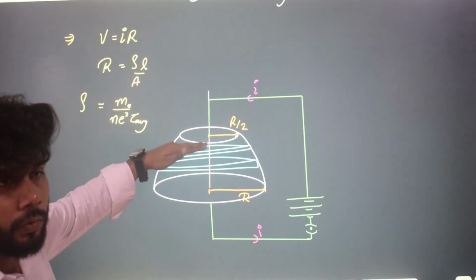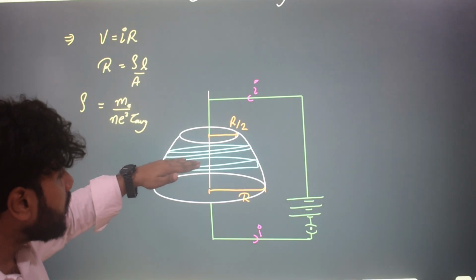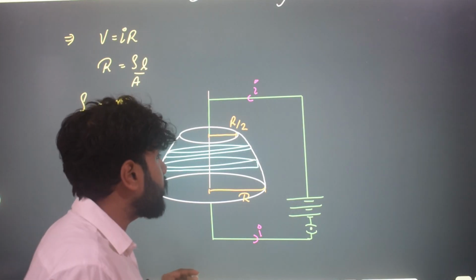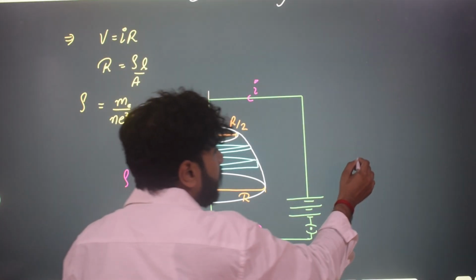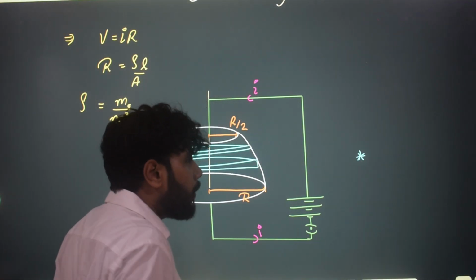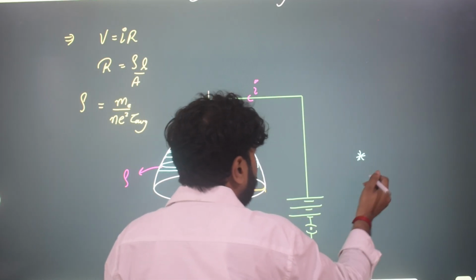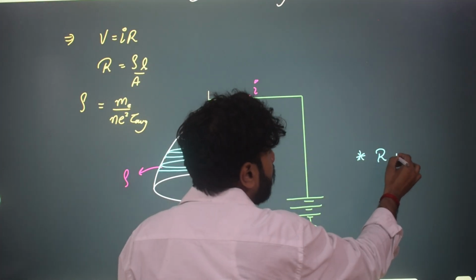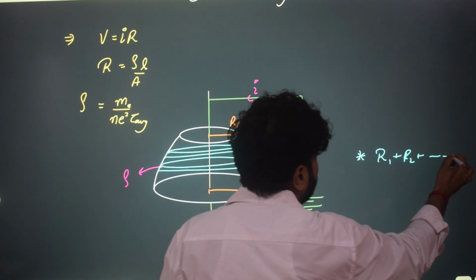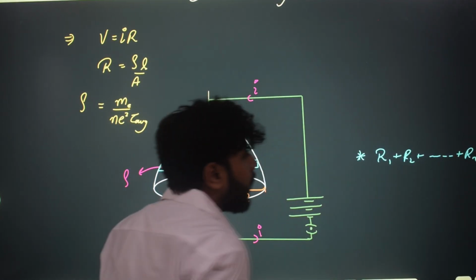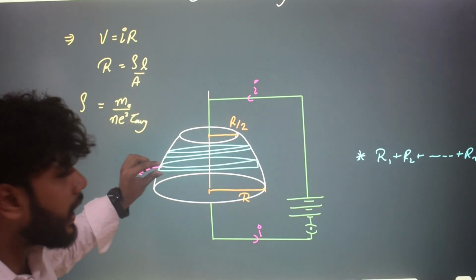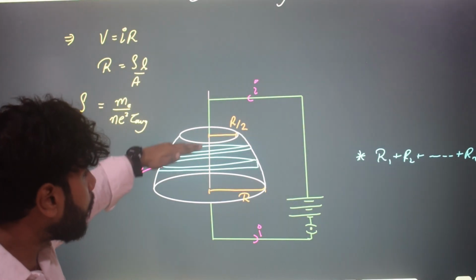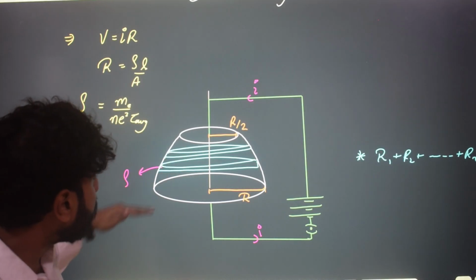That means each disc will be in series. So you just need to find out the resistance of each disc and you just need to add them. I know we haven't discussed series combinations, but you have studied this in 9th, so I'm hoping that you can remember that. Let's say the resistance of each disc is R1, then R2, and so on till Rn. So we can find the resistance of each disc and we can just simply add them, because all of them are just on top of each other.